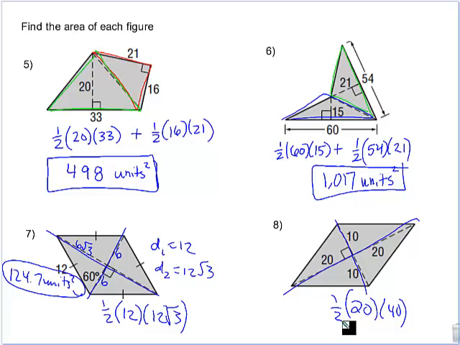Don't use your calculator. Do this in your head. It should be simple. What is it? Why is this a simple problem? What's half of 20? 10 times 40 is 400. If you have nice numbers like that, you're going to be faster in your head than you are with your calculator. Should be.